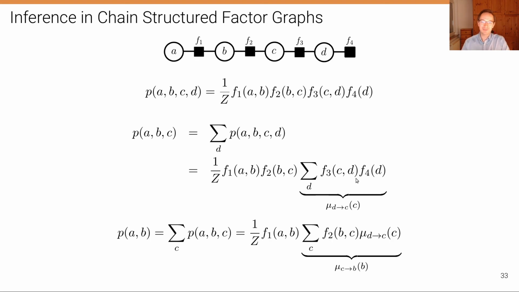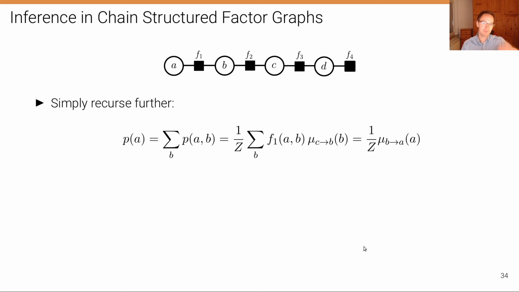And then we can do the same thing for C. For the marginal over A and B, we take this expression and sum over all possible states of C. We observe again that the first factor does not depend on C, so we can pull that summation inside, and we only have to do this calculation here, which again is a message. We call it a message sent from C to B. And this is a function of B only, because all the other terms have been marginalized.